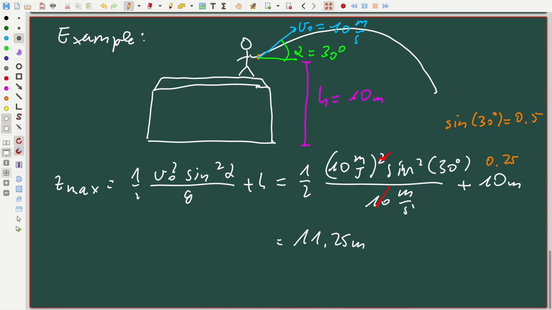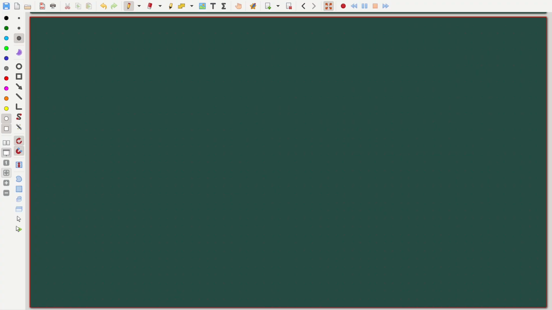Yeah. And this is the maximum height that can be reached. It starts from a height of 10 meter. So actually what it means is that our object travels 1.25 meter upwards, and then it falls down again after that. Now we want to calculate the maximum distance that we can throw this object.